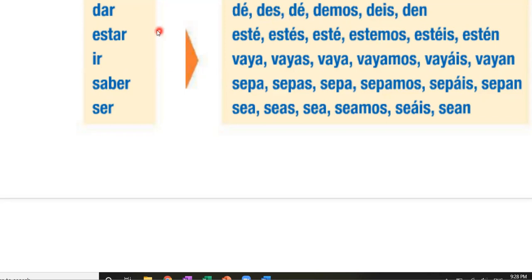Let me go to estar now. Now, estar has accent marks for different reasons. This is because we actually stress this syllable and this syllable and this syllable and this syllable. We also stress this E, but that's the natural rule, so you need to write that with a written accent mark to show us that we stress it, because that's what we're supposed to do with that penultimate syllable. So, esté, estés, esté, estemos, estéis, and estén.